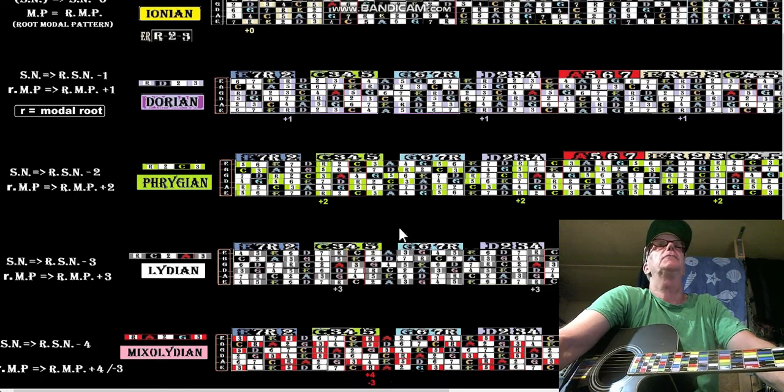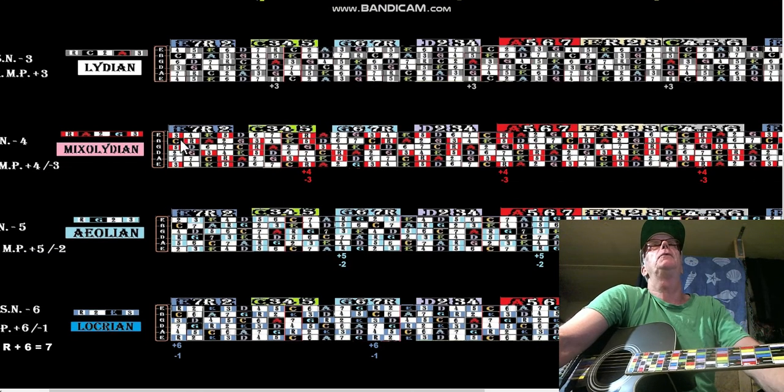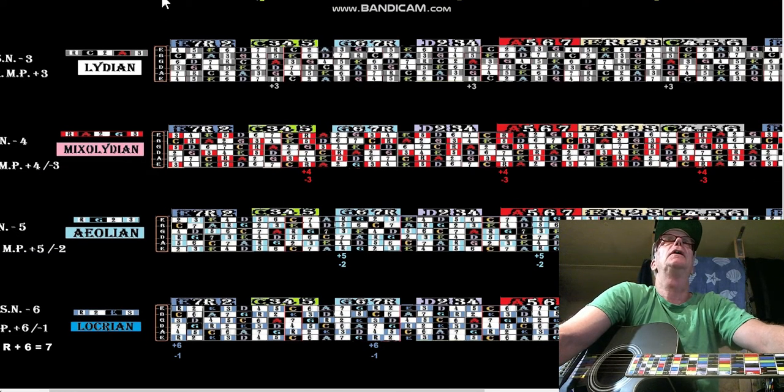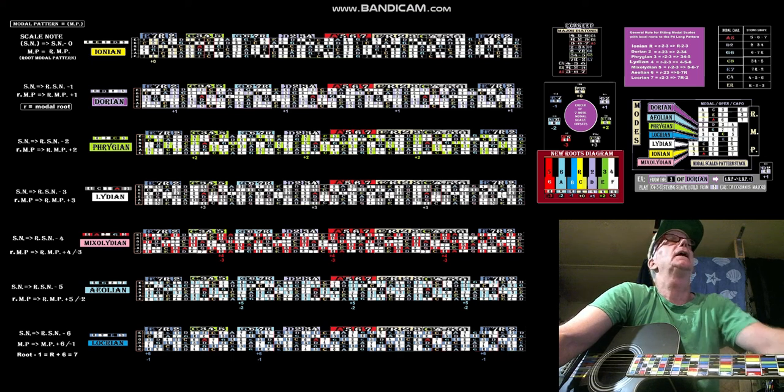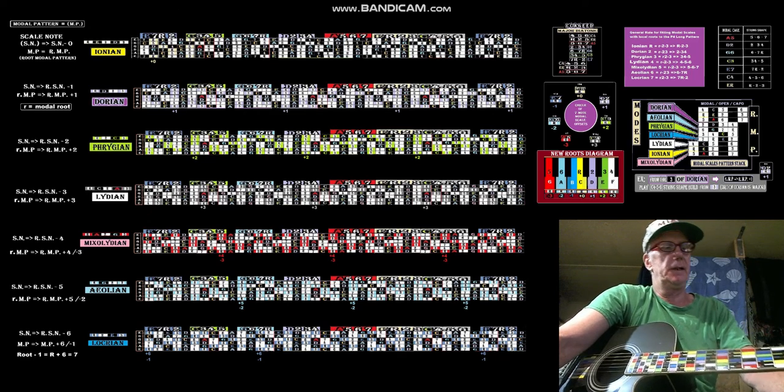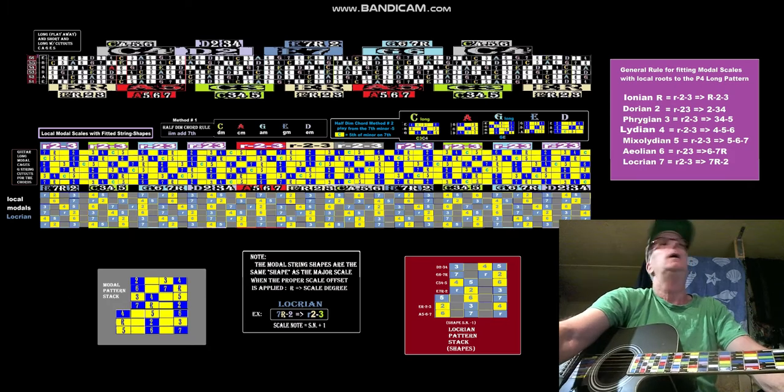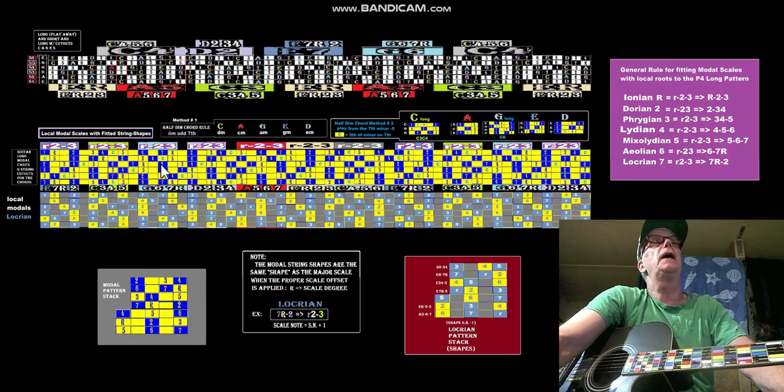Let's do a little thing in Aeolian here. And by the way, from the last chart, I don't know if we could do this or not. No, it didn't quite connect to the last chart. Hang on. All right, let's just quickly look at.